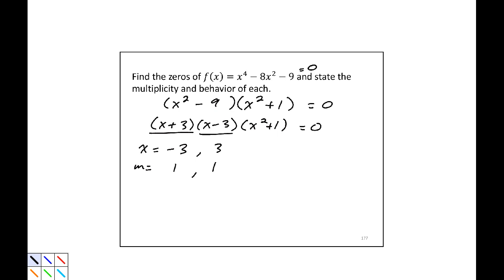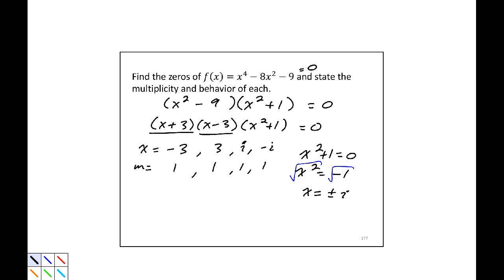Now the third factor doesn't give us any real zeros, because if I take x squared plus 1 and set it equal to 0, this would mean that x squared equals negative 1, and the square root of negative 1 is plus or minus i. So I have two zeros, positive i and negative i. While they are zeros, they do have a multiplicity of 1, but they don't show up as x-intercepts. So we're not going to worry about those when we get to the graphing part of this.